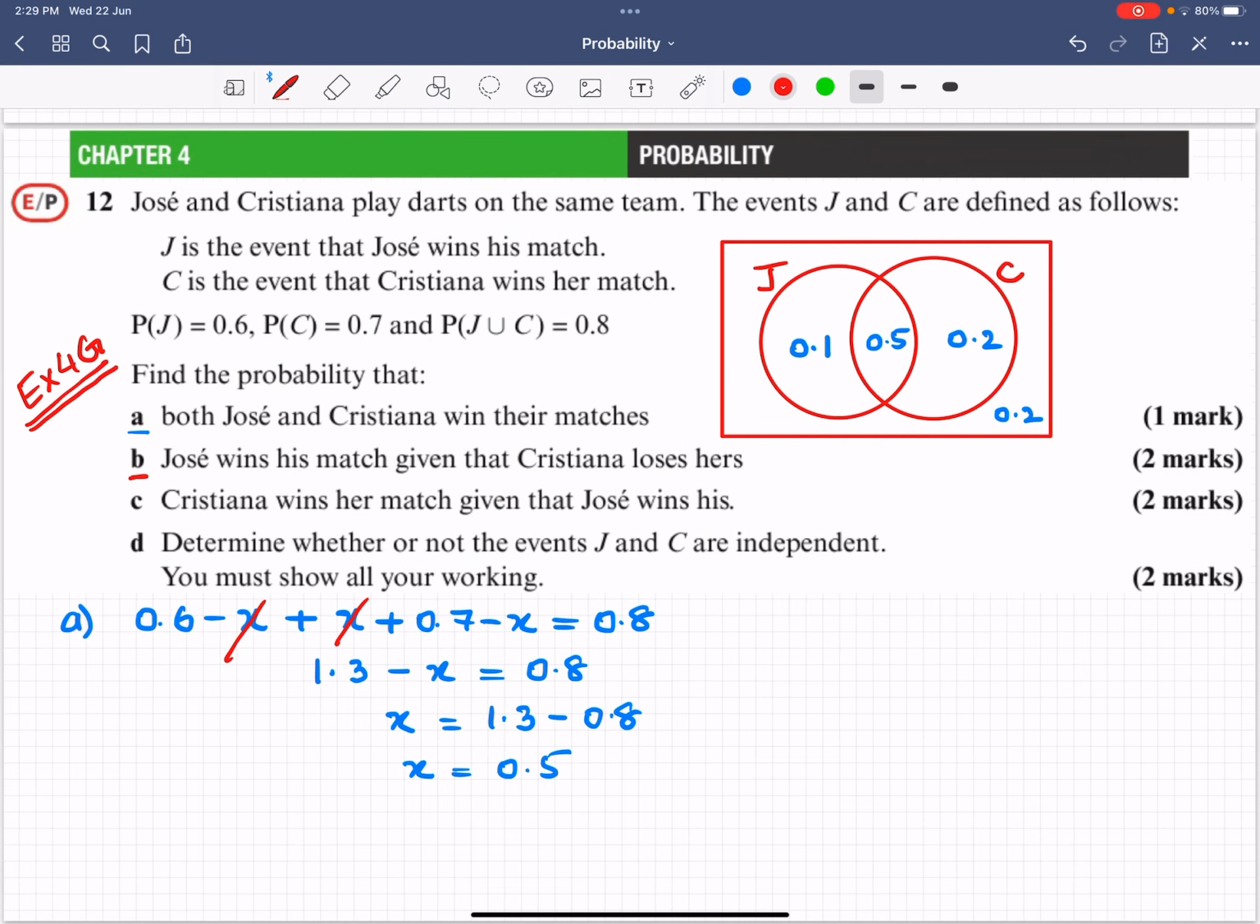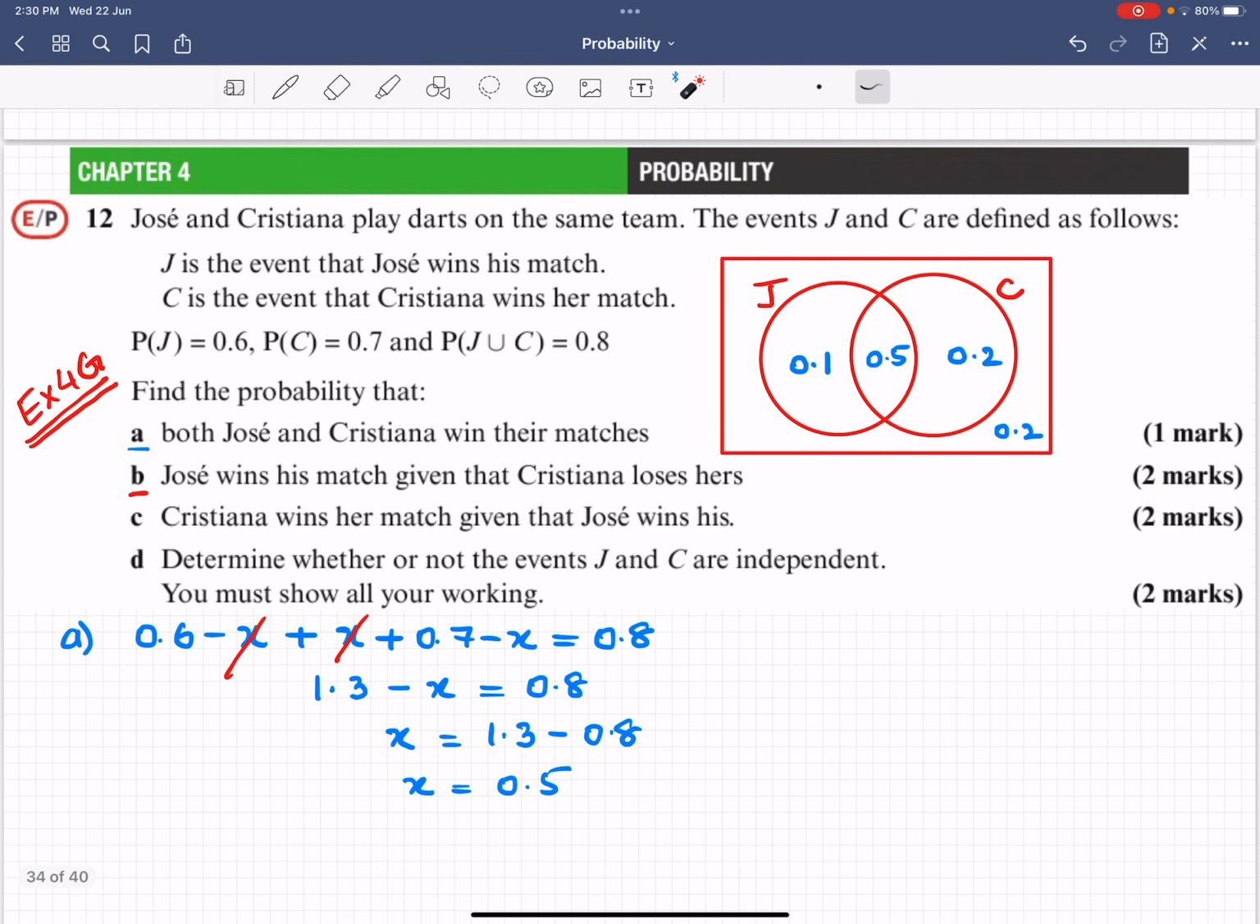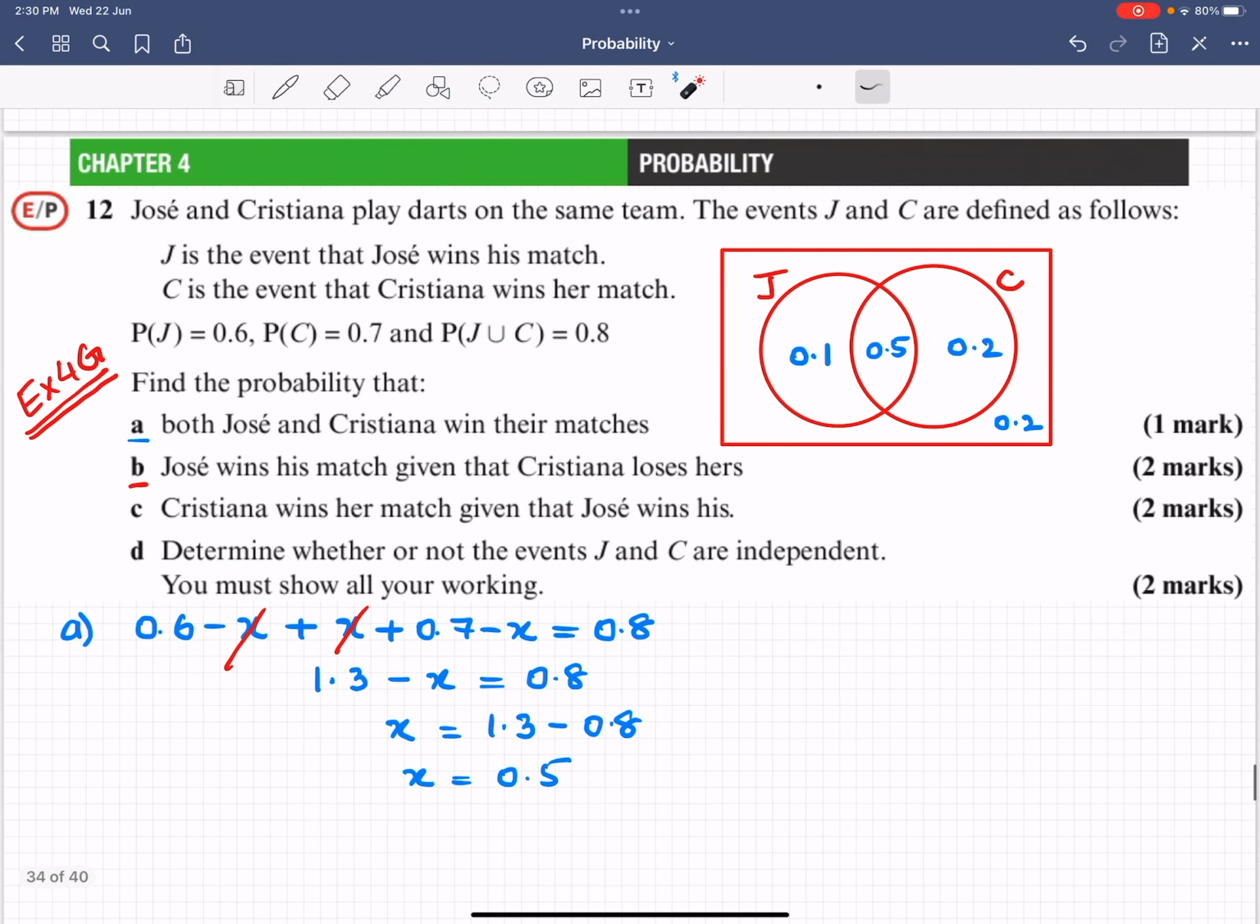The probability that Jose wins his match given that Christina loses hers. If we want to find the probability of Jose winning given that Christina loses, we have to look for everything outside C. Everything outside C is the probability of Christina losing, and that is 0.1 plus 0.2, which is 0.3. That is the probability that Christina loses. From this, we need to choose the probability of Jose winning. So it's going to be 0.1 divided by 0.3.